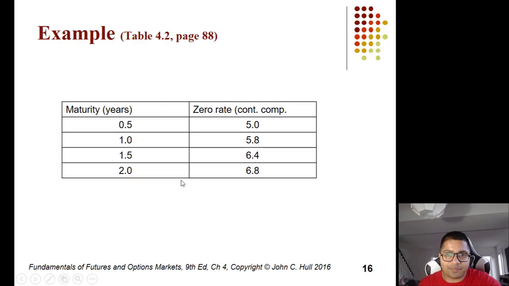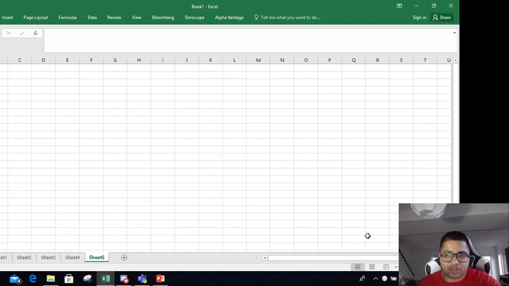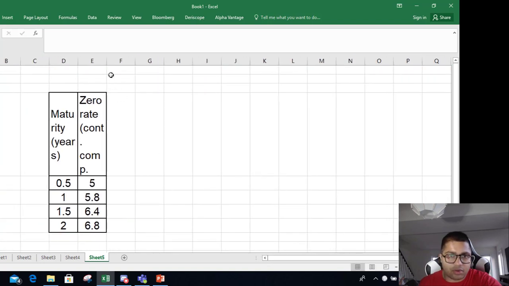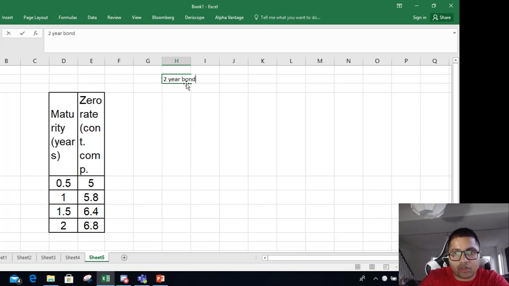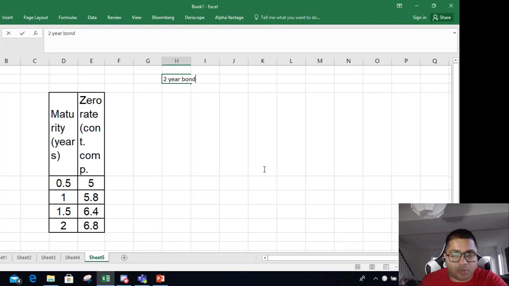So what is happening? They are giving you these rates. So let me copy it. This is a little tricky to understand, so we're going to spend some time there. They have given you these rates: zero coupon equivalent rates for 6 months, 1 year, 1.5 years and 2 years. And you have to value a 2-year bond paying you a 6% coupon.